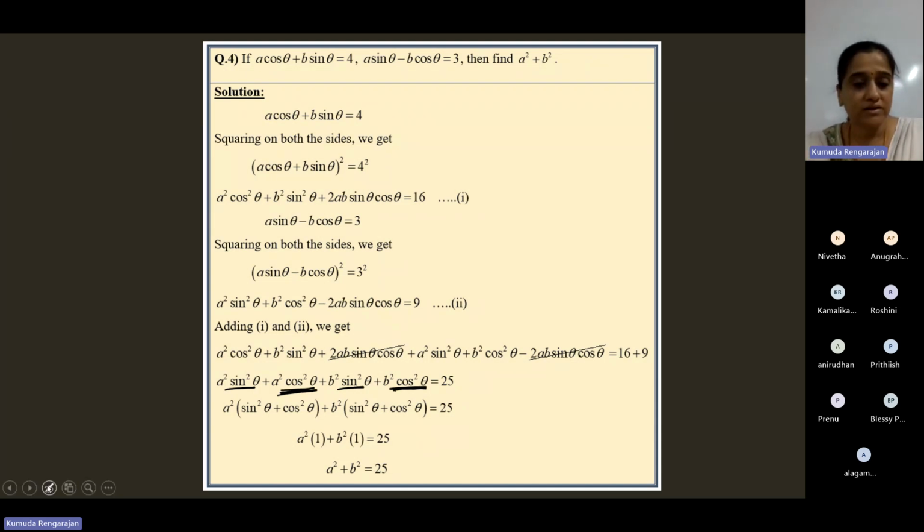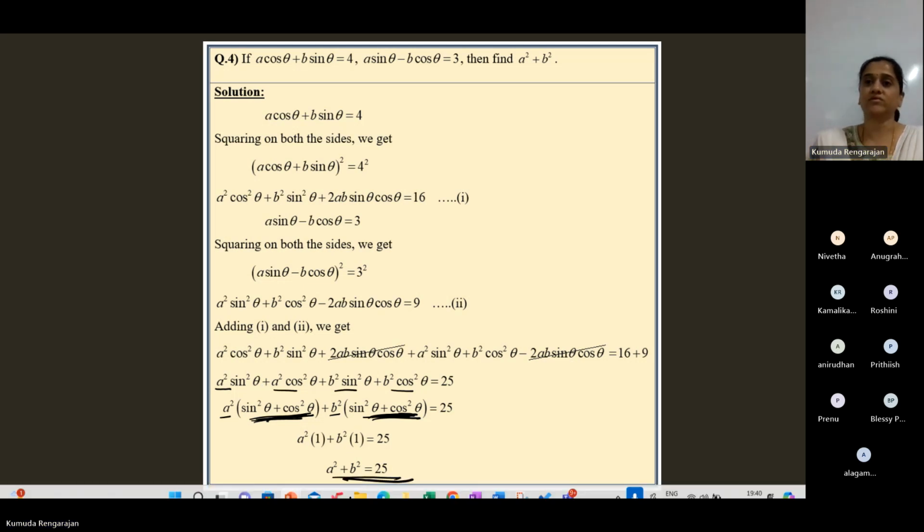So I have written these 2 terms first because a square is common, then these 2 terms, b square is common. So a square common and we have this in the bracket, b square common, this in the bracket. And what is this? 1, because sine square theta plus cos square theta is 1. So it becomes a square into 1 plus b square into 1. So a square plus b square is 25.